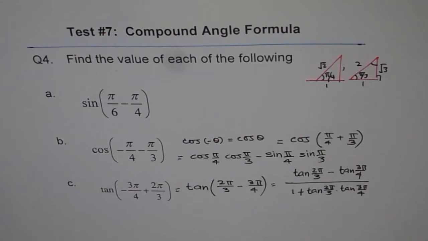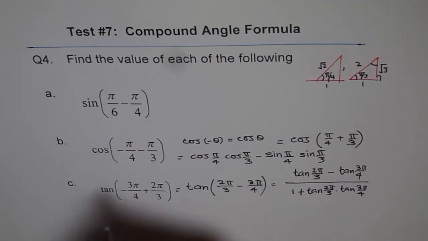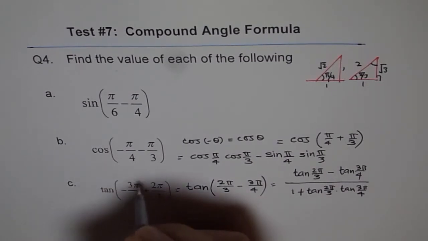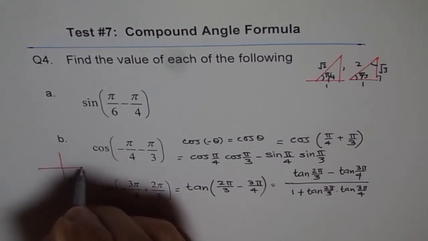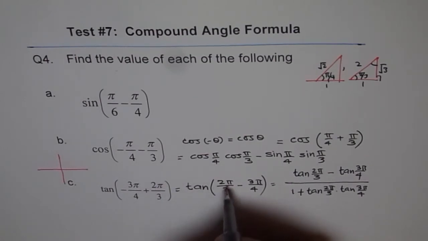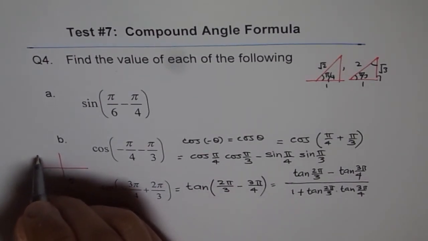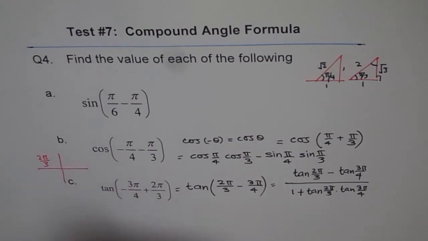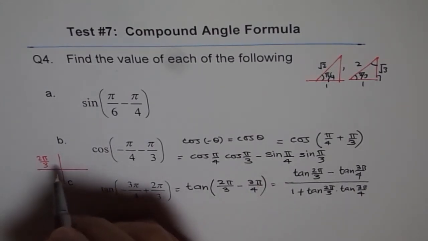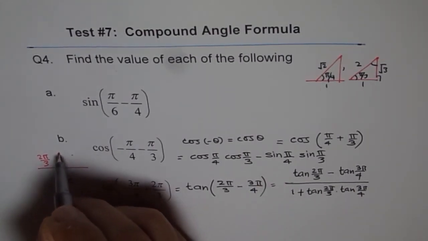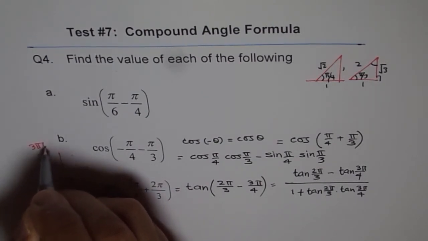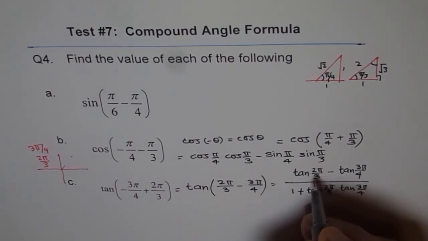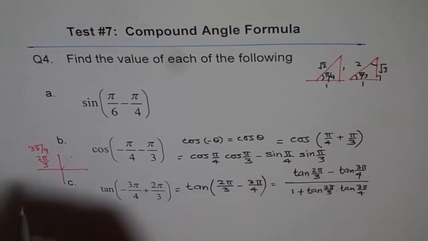So that's your formula. But here you should remember one thing: when you're talking about all these angles, 2 pi by 3 and 3 pi by 4, in which quadrant they are. That makes a huge difference. In the case of tan, 2 pi by 3 happens to be in this quadrant. So here we have 2 pi by 3, right? And 3 pi by 4 is also here, right? So both these values are negative. Do you see that? Both are negative.